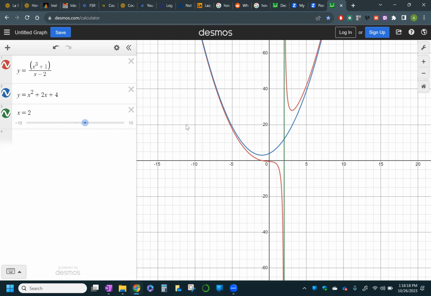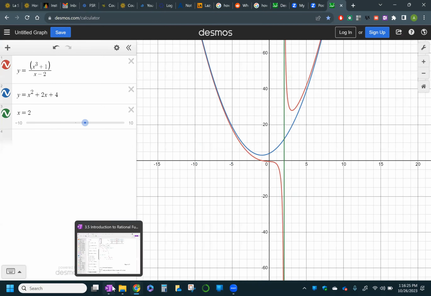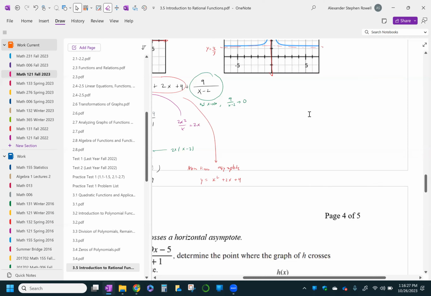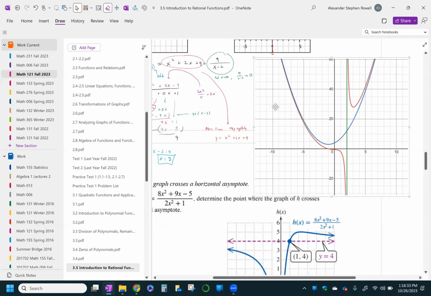Let me screenshot this. You don't screenshot your favorite graphs? It's for your benefit. I'm going to paste it here. There you go. For your enjoyment, there it is.